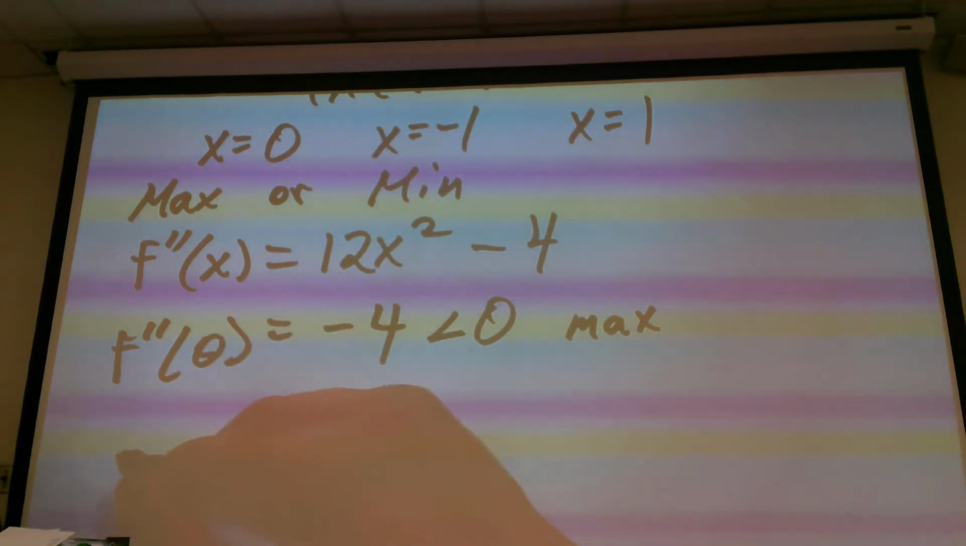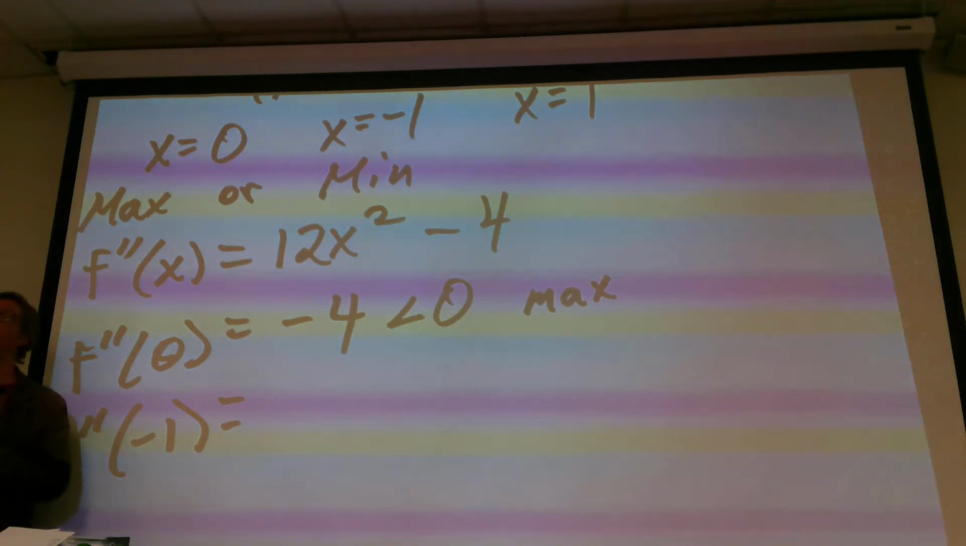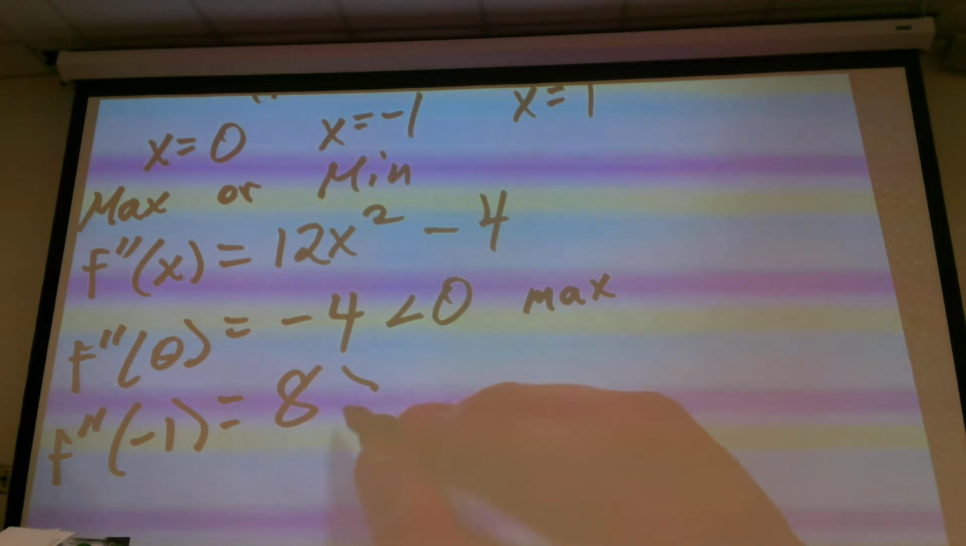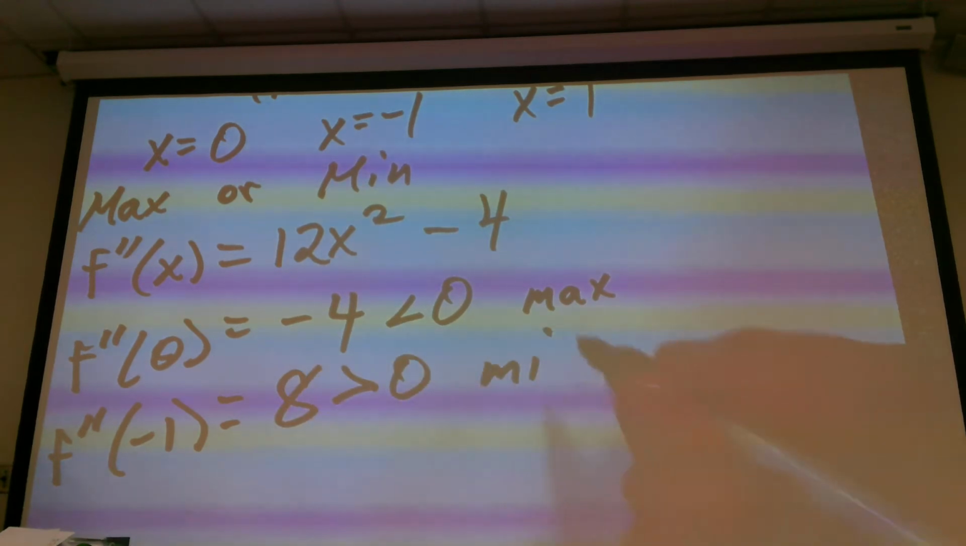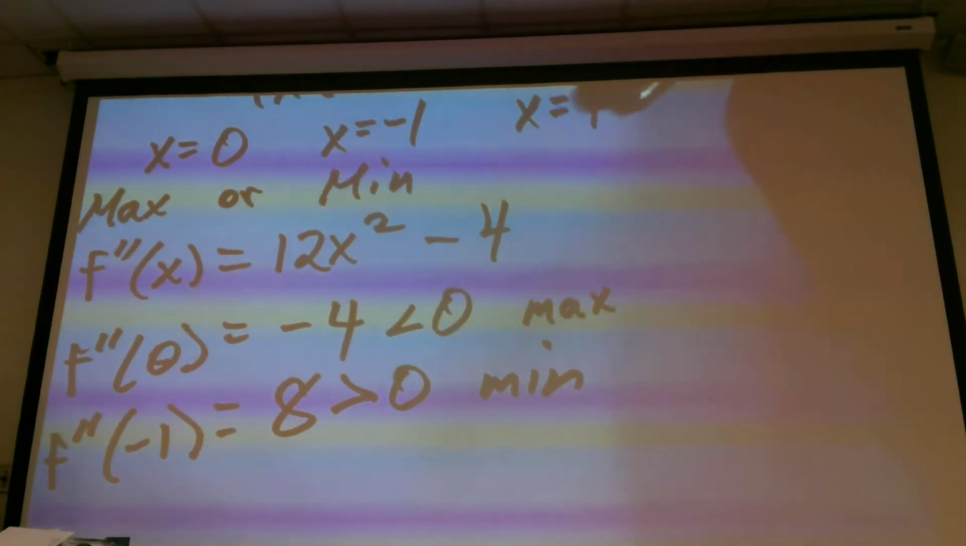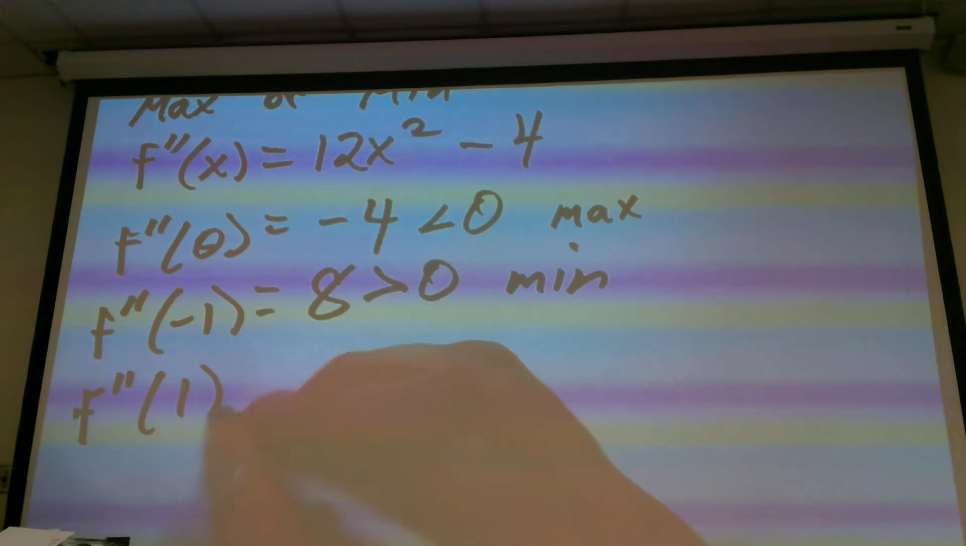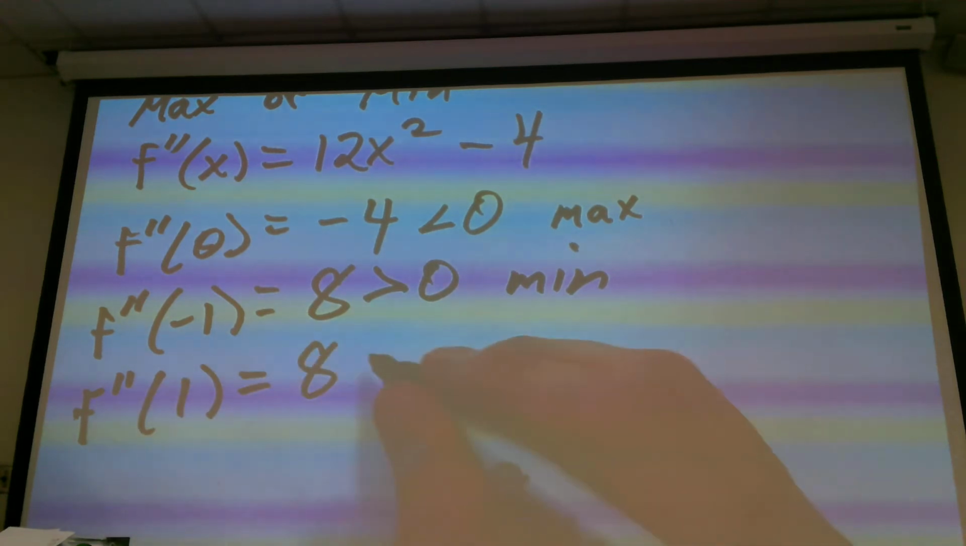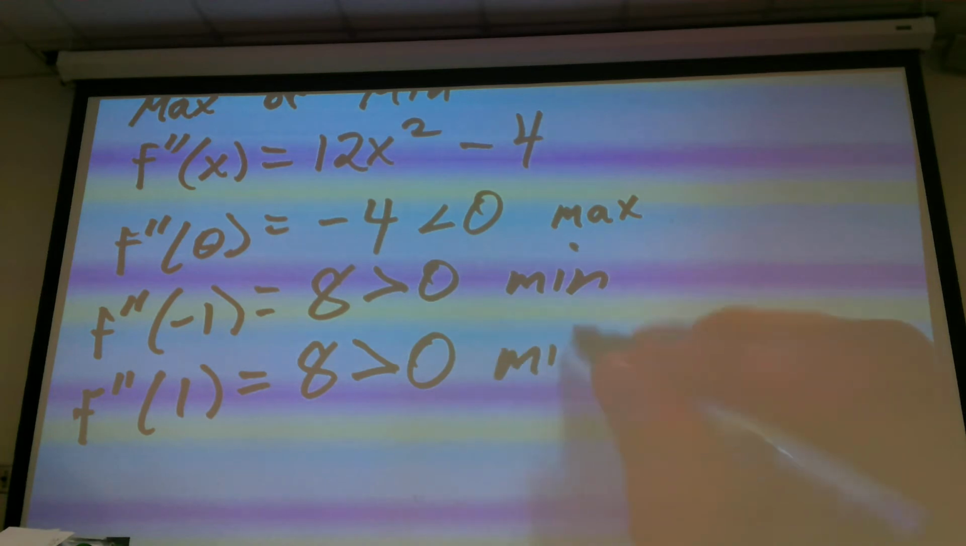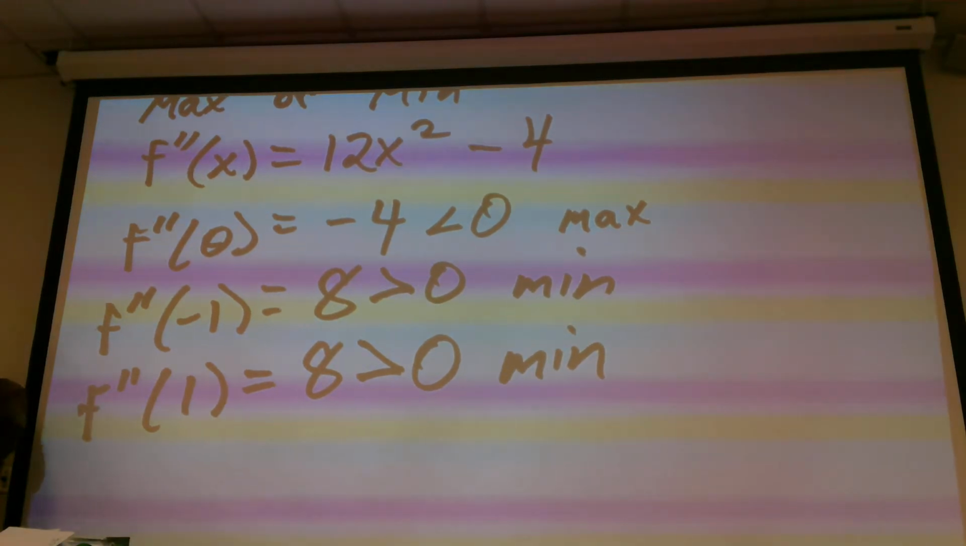Okay. Now the second derivative at negative 1, well, it's 12x squared, negative 1 squared is just going to become a 1. So this becomes 12 minus 4, which is 8, which is greater than 0. So that guy is a min. Now the second derivative at 1 also equals 8, which is greater than 0. So that guy is also a min. Okay, so we know what's max and what's min.